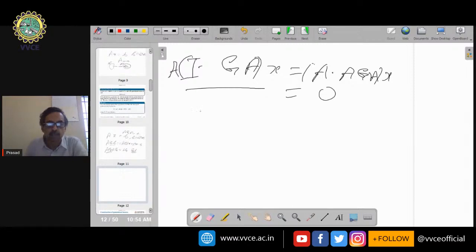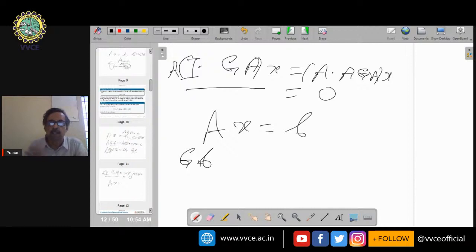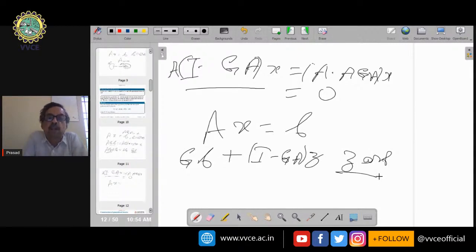So if you have a linear system AX is equal to B and GB is a solution, as I mentioned earlier, if G exists, then GB plus I minus GA times Z, Z arbitrary, gives you the set of all solutions for AX is equal to B. So if A is invertible, what happens? When A is invertible, G happens to be A inverse. So I minus GA is 0. So this becomes 0. You have a unique solution. Otherwise, I minus GA happens to be non-zero. In such a case, you have plenty of solutions, maybe infinitely many solutions for AX is equal to B.